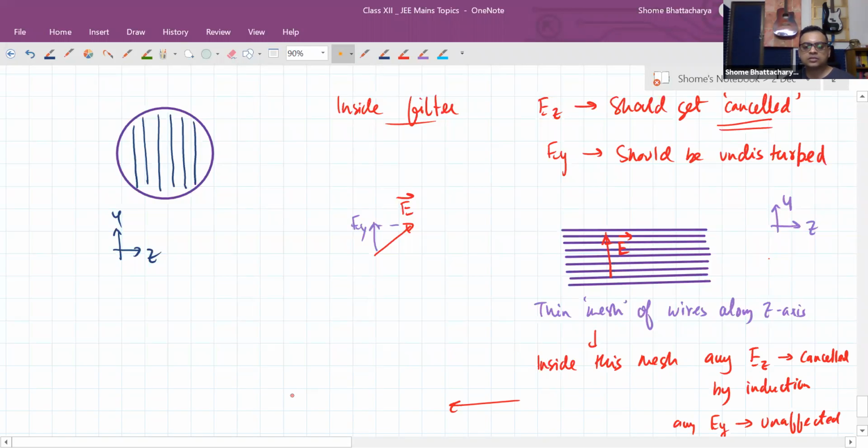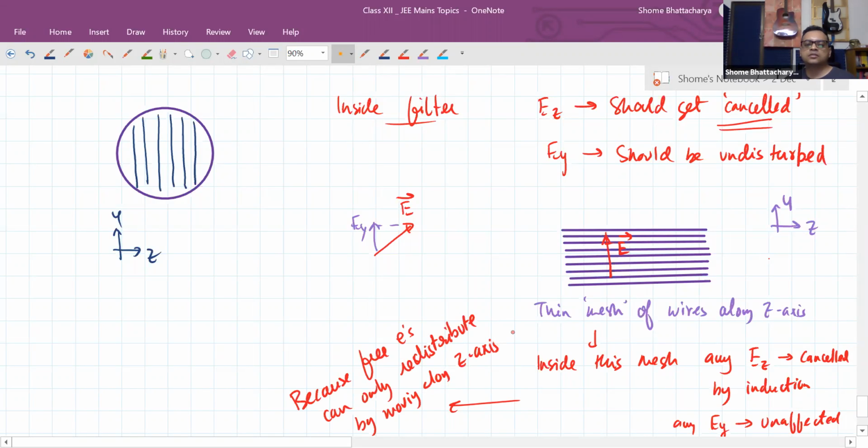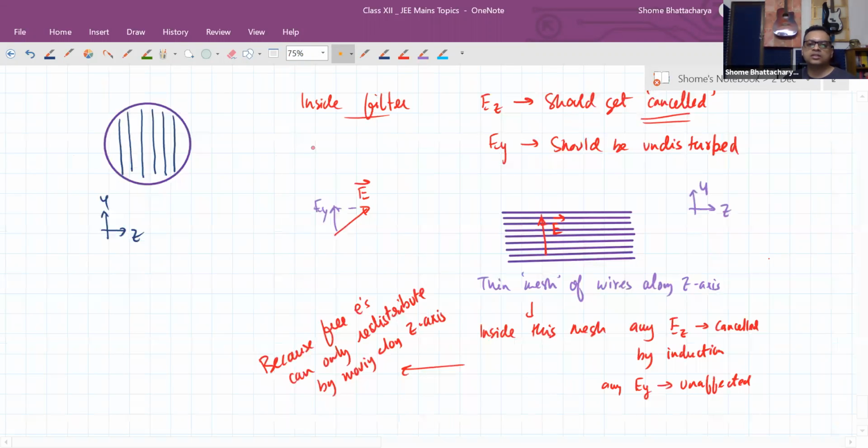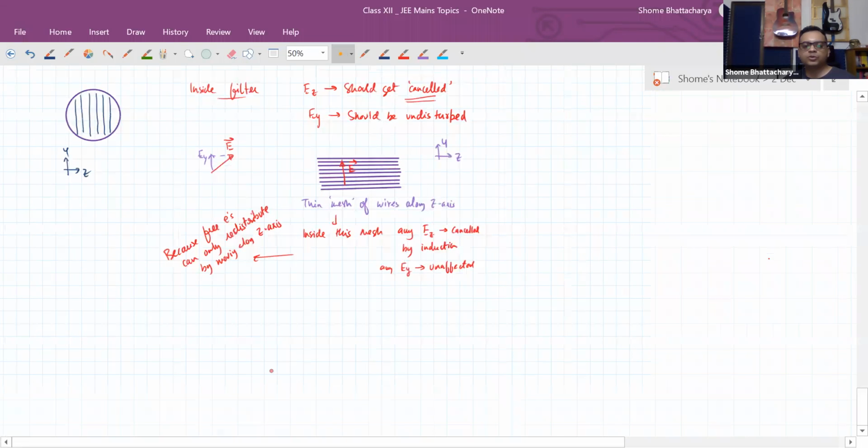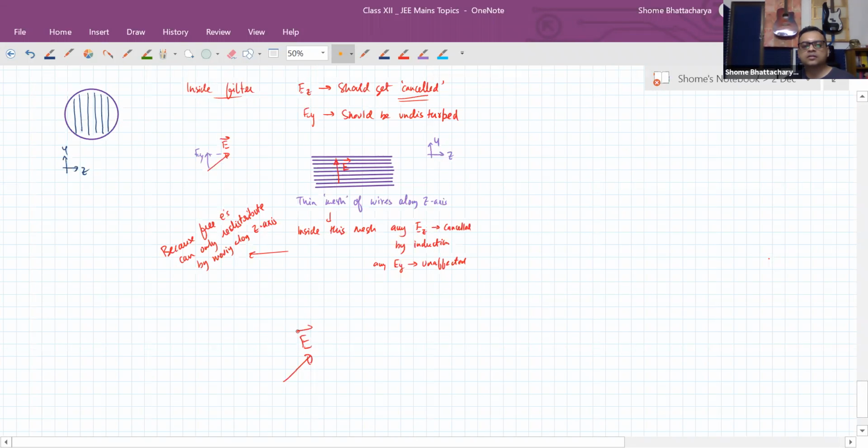So this occurs because free electrons can only redistribute by moving along the z-axis. Okay, so just as a demonstration purpose, suppose you have created an electric field like this. But the moment you put this electric field inside this mesh of wires, suppose like this, what will happen is that this electric field will push electrons in the opposite direction.